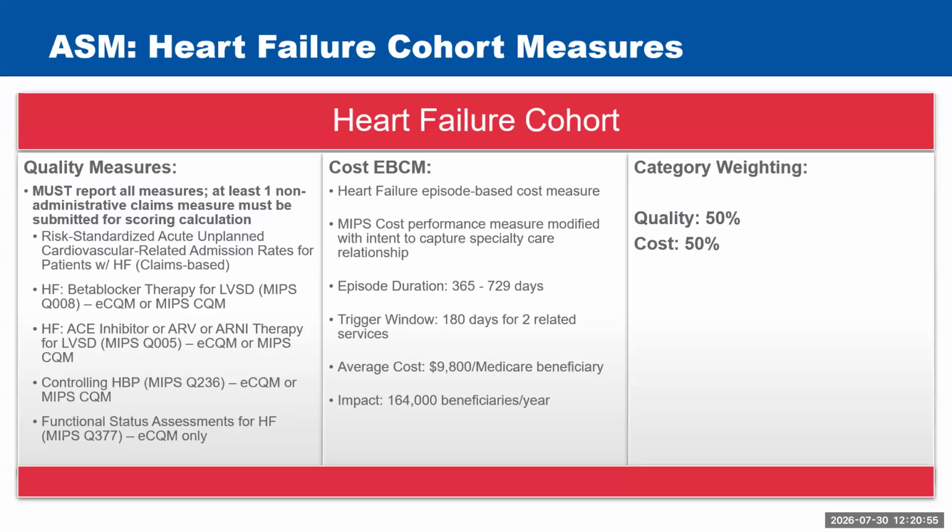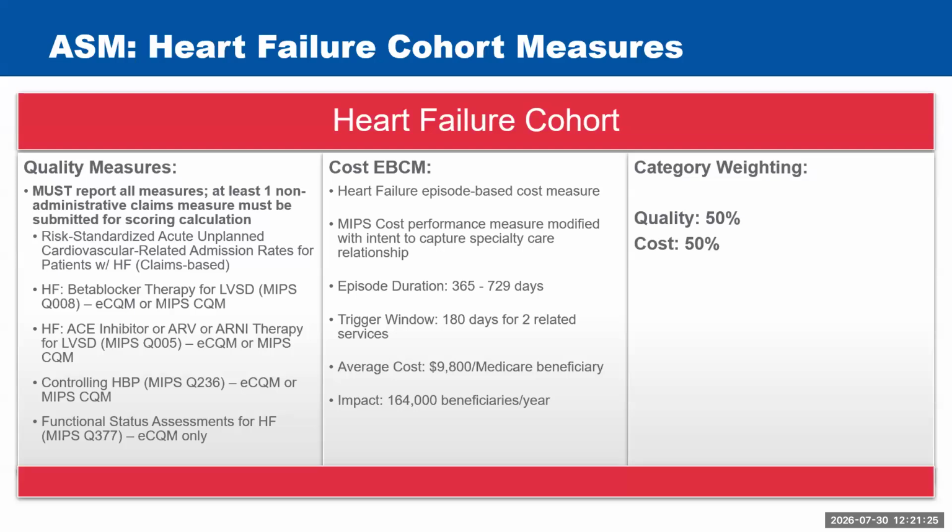To be scored on a measure, clinicians still need to meet case minimums and data completeness requirements, which roll over from MIPS, with 20 minimum cases for quality measures and a 75% data completeness. Going back to the point I mentioned earlier, you need to think about your reporting capabilities here. There's a mix of eCQMs and MIPS CQMs for the quality measures, and you need to see what your vendor supports and have a plan in place if you'll be submitting both of those measure types.